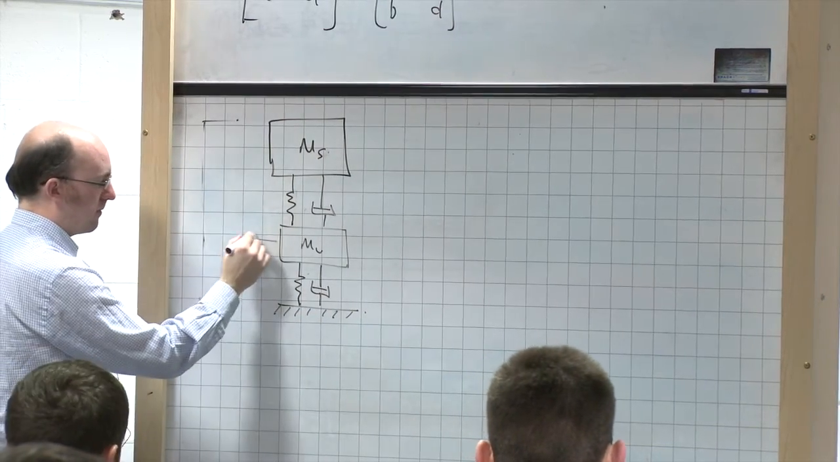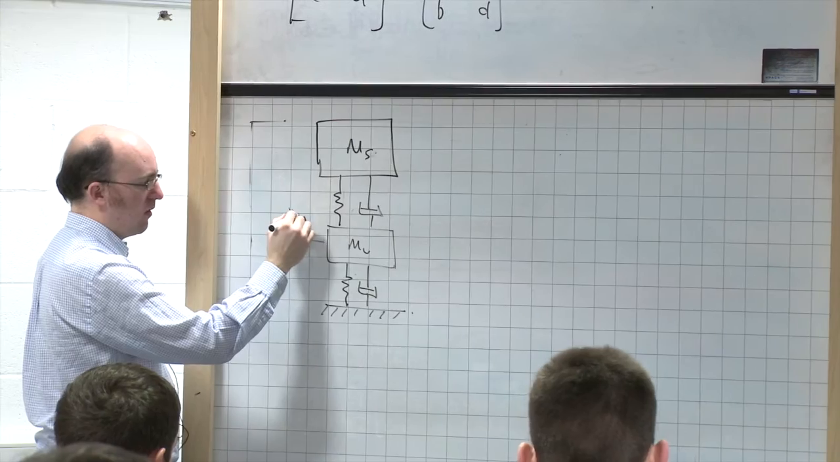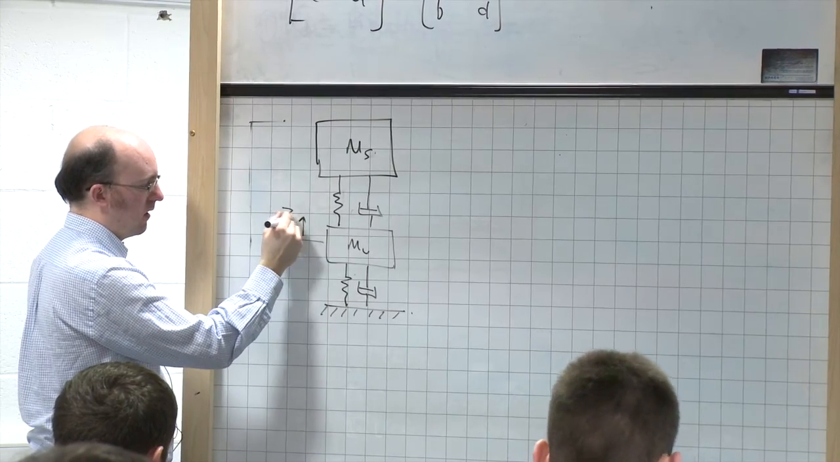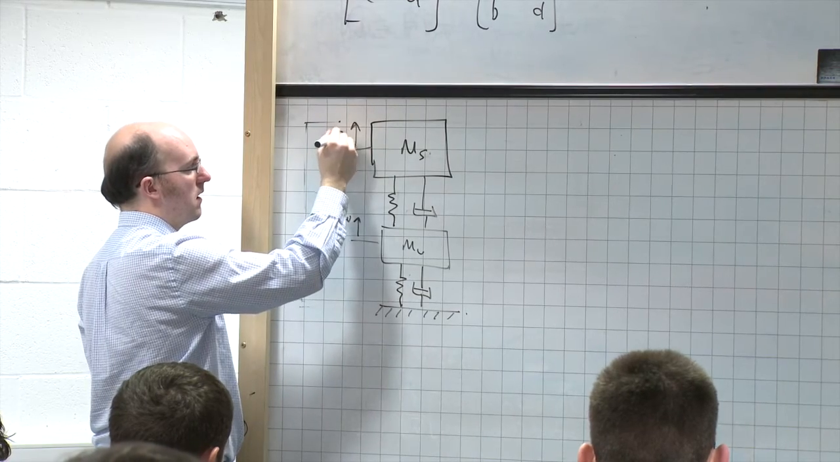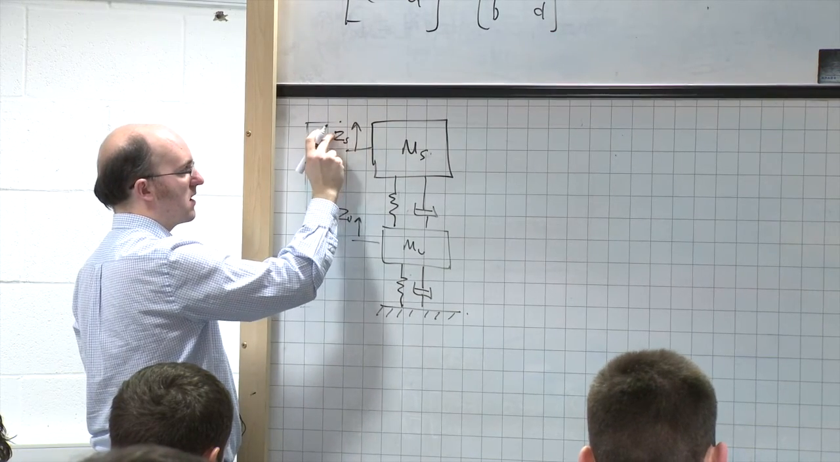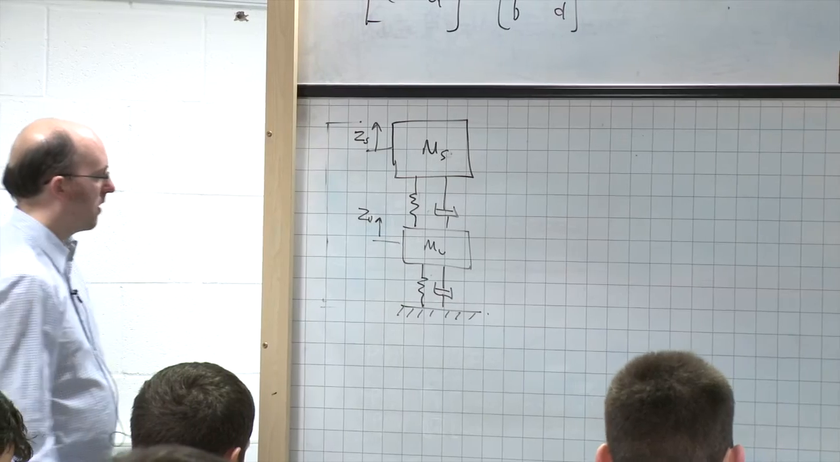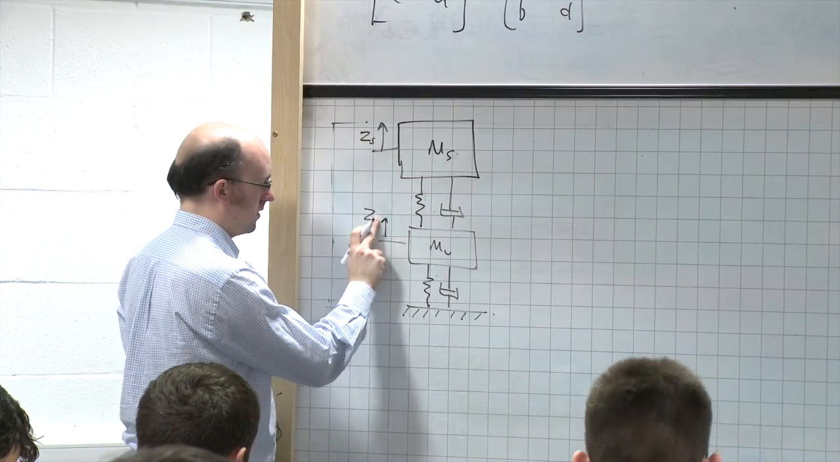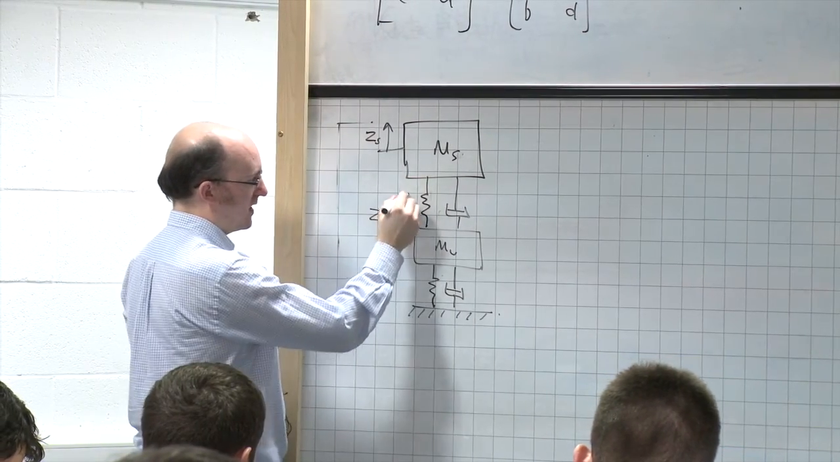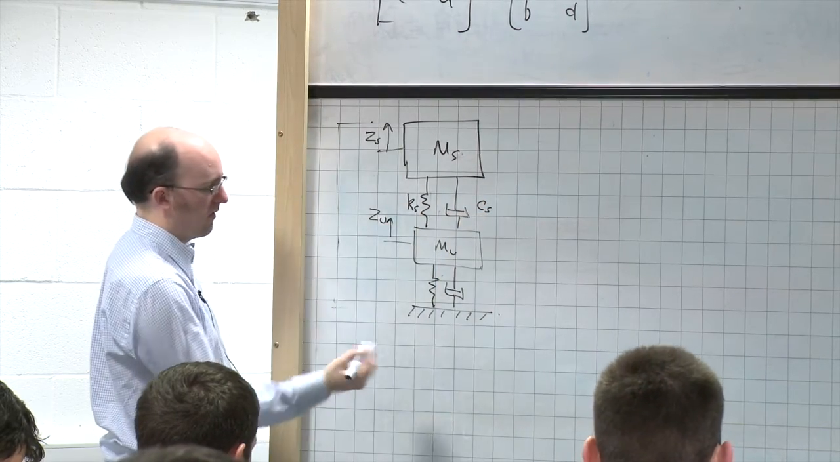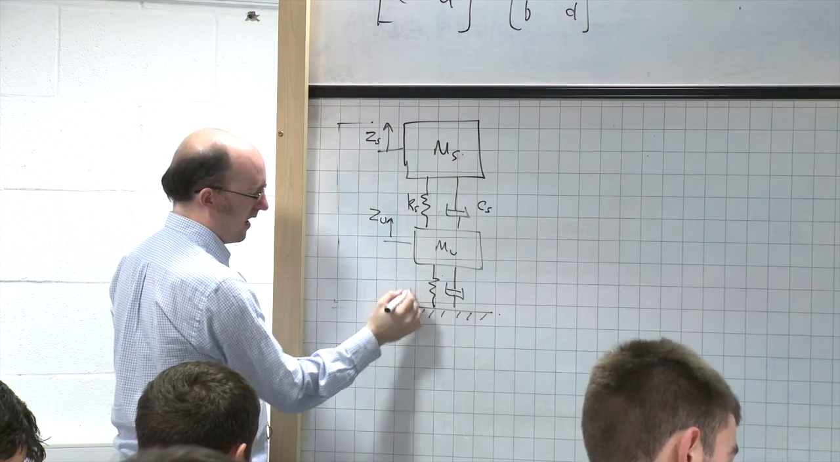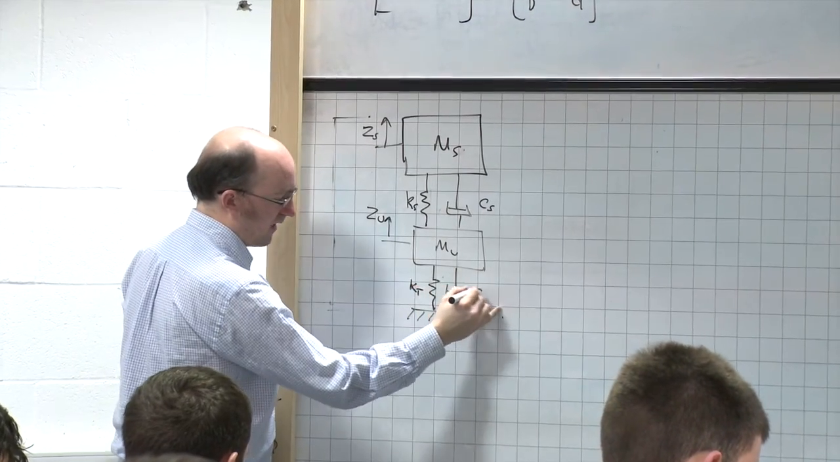2 degrees of freedom, we'll call this ZU, because it's in the vertical direction. We'll call this ZS, because it's the sprung mass. And obviously here you've got the K of the spring and the damper that's involved in the sprung mass. And here we've got the K of the tyre and the damping in the tyre.